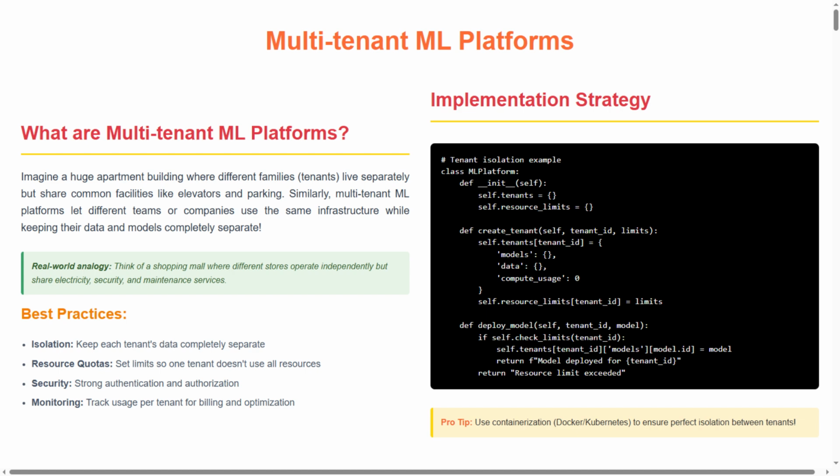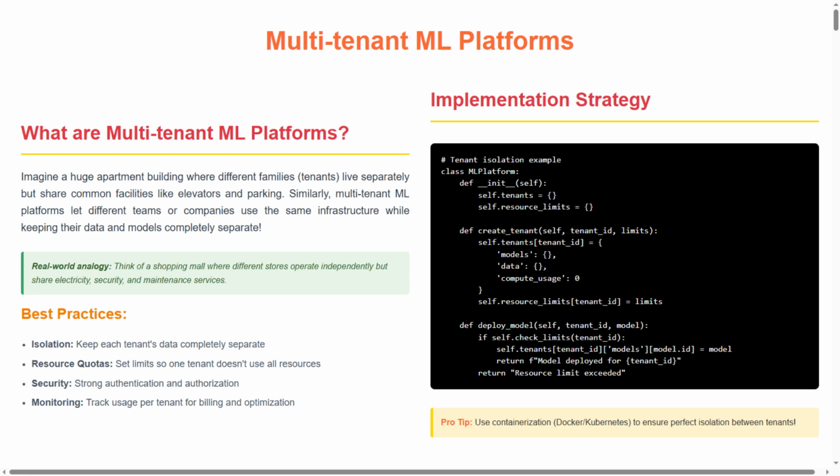Isolation. Keep each tenant's data completely separate. Resource quotas. Set limits so one tenant doesn't use all resources. Security. Strong authentication and authorization. Monitoring. Track usage per tenant for billing and optimization.